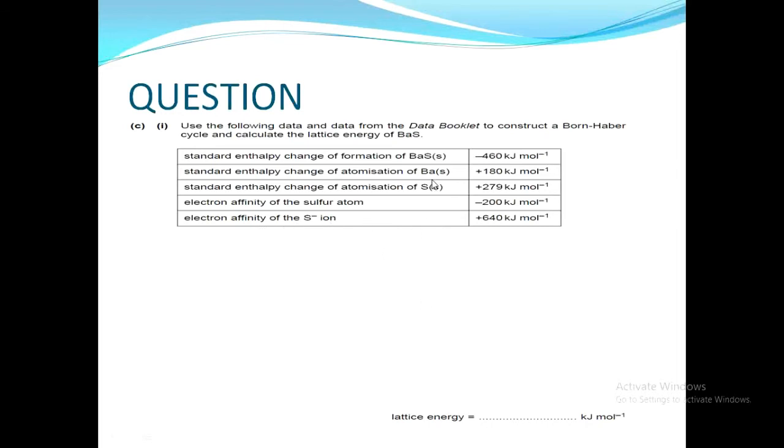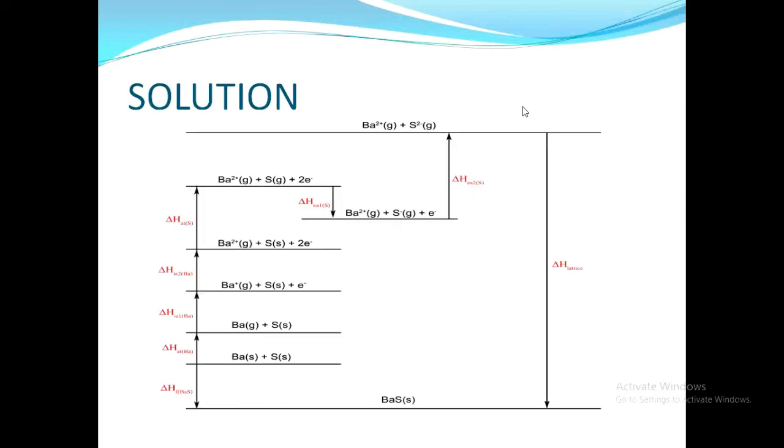And he has asked us to draw a Born-Haber cycle and calculate the lattice energy of this reaction. Now, how was the Born-Haber cycle to be drawn? Here is the solution. First, you have to write barium solid plus sulfur solid in elemental form. You know already that both the elements react together to form barium sulfide, and this enthalpy change is exothermic, as downward arrows show the exothermic process.